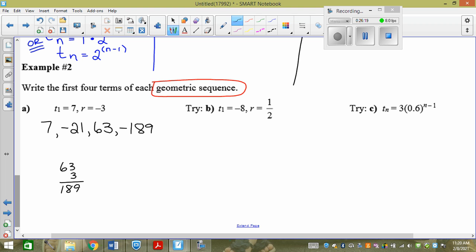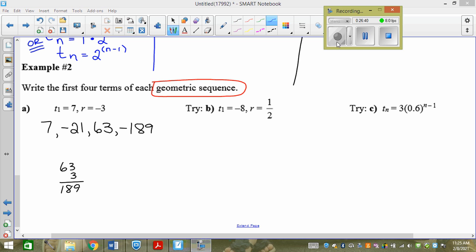Yes, good. Okay, you're doing B and C. B gives you the ratio. C gives you the formula. You're going to have to plug in 1 to get term 1, 2 to get term 2, 3 to get term 3, 4 to get term 4, right? And this one you do what I did. Except you're going to multiply by 1/2. So try them out.